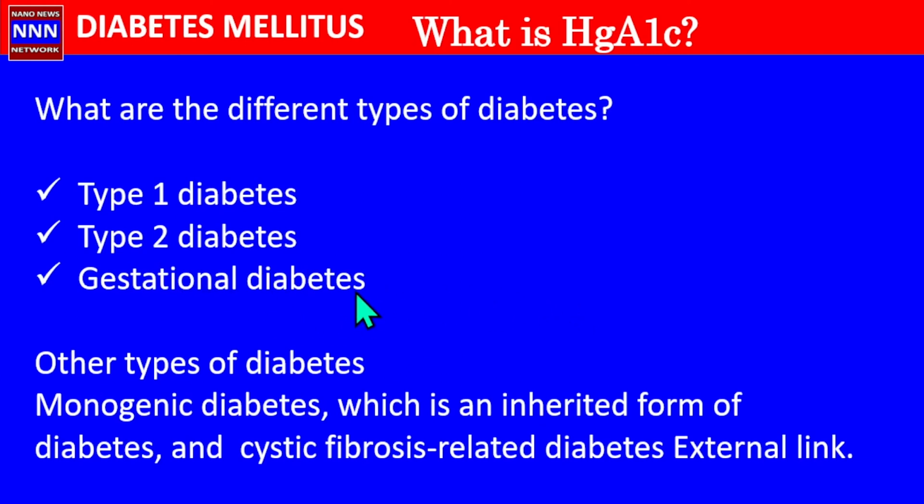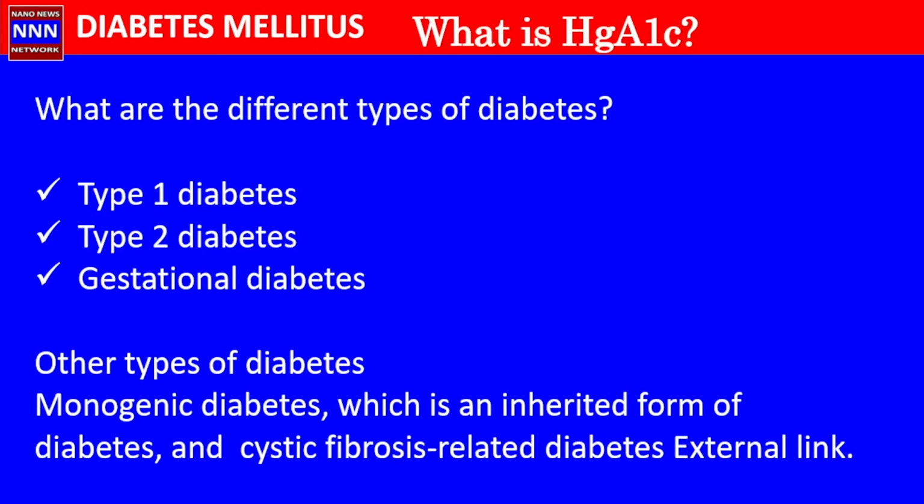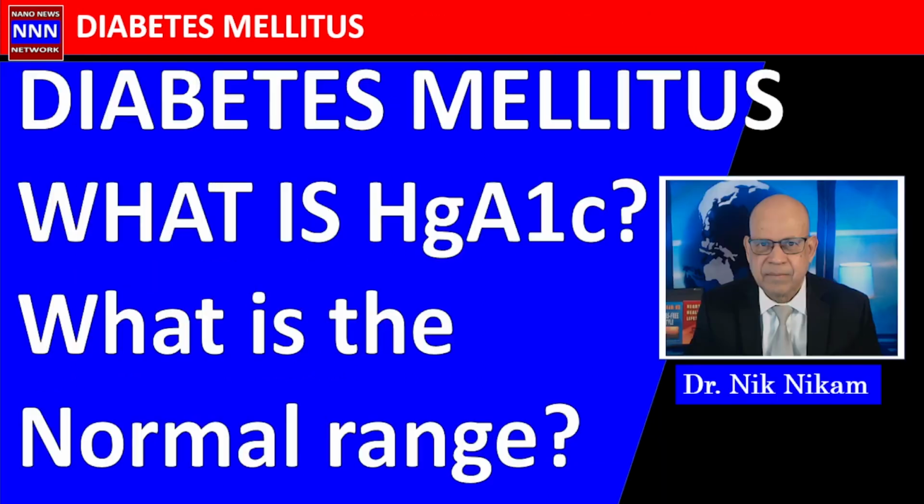Gestational diabetes is something that you see mostly in pregnant women, and it usually disappears after the pregnancy is over. There are some rare conditions known as monogenic diabetes, which is a congenital form of diabetes, and diabetes is also seen in patients with cystic fibrosis. And these are some of the basic concepts of how we diagnose diabetes.